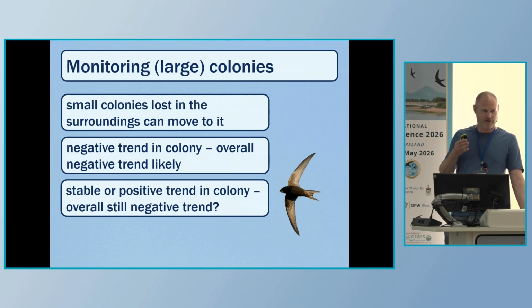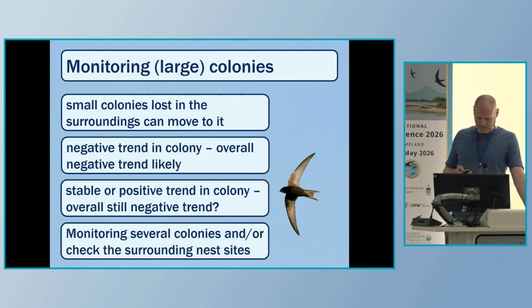But if you have in your well-managed colony a stable or positive trend, then maybe the overall trend in your city, in your region is still negative because of the sink source concept, that your colony is like a magnet and attracts Swifts from the surroundings.